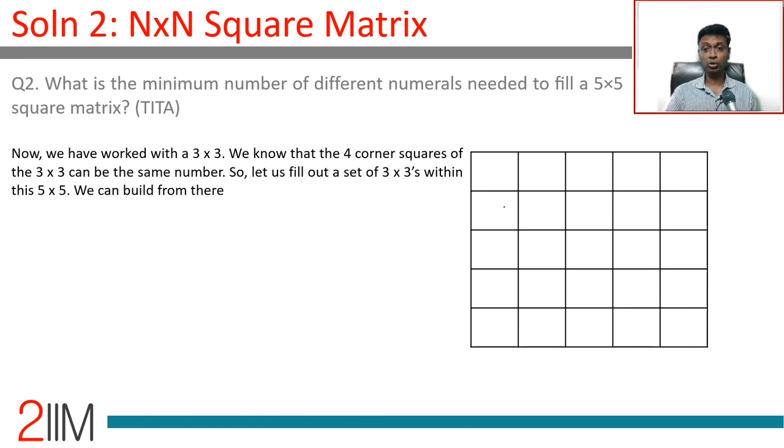What is the minimum number of different numerals needed to fill a 5 by 5 square matrix? We work with a 3 by 3. That's easy. Now we filled out a 3 by 3. A 5 by 5, we can imagine this with a set of 3 by 3s. We know that if this were 1, I could have 1, 1, 1, 1, 1 here. And this set of 9 squares, this set of 9 squares, it works beautifully.